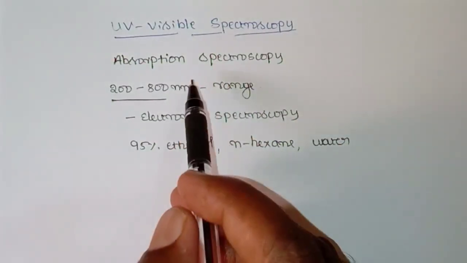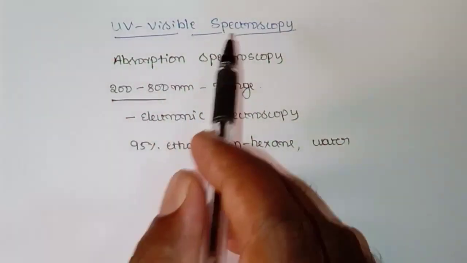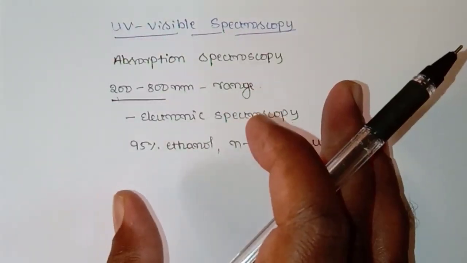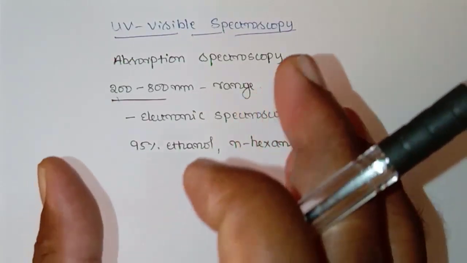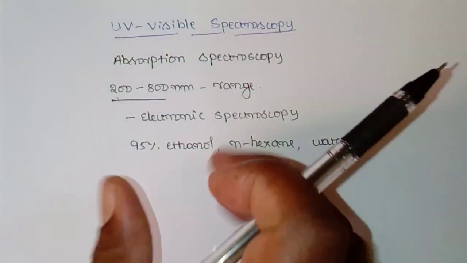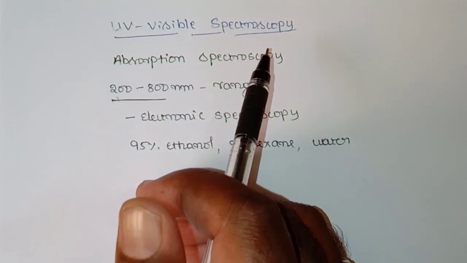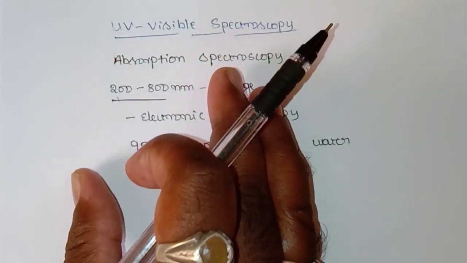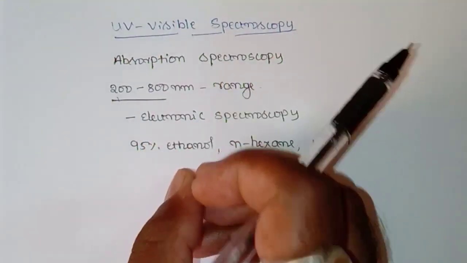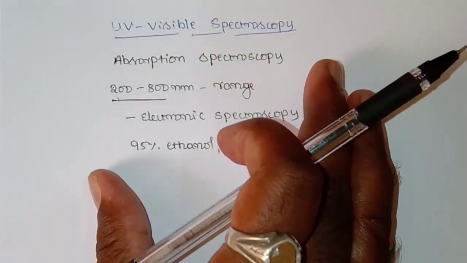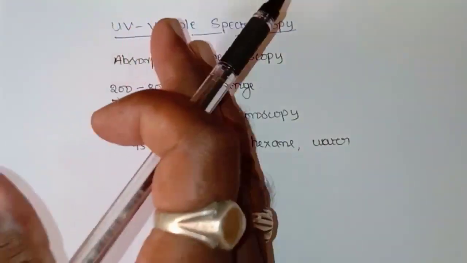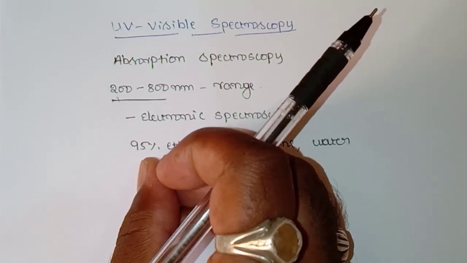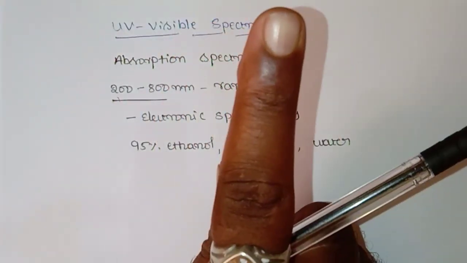Once the sample is prepared, it will be exposed to the UV visible radiation, and the spectrometer will measure the wavelength of the maximum absorption of the light as well as the intensity of the absorption. That means when you pass UV visible radiation onto the sample, absorption will occur by the material at all the wavelengths, but the maximum absorption of radiation will occur at one particular wavelength of the incident radiation.